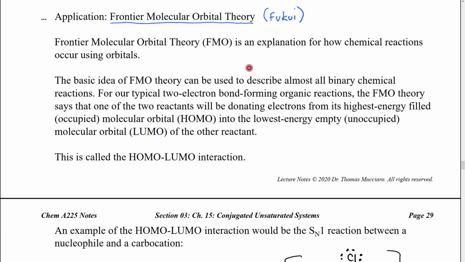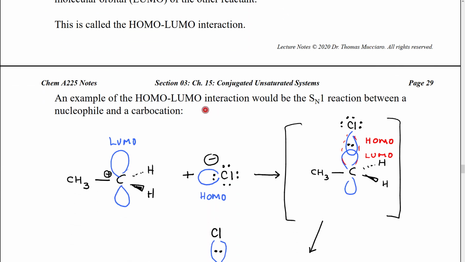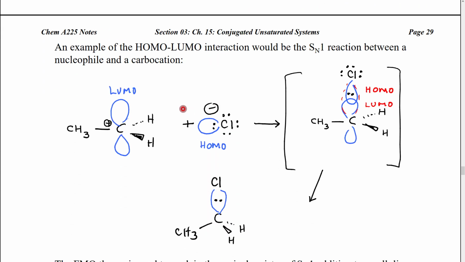So these words basically again explain the frontier molecular orbital theory. Again, it's an explanation for why we have chemical reactions, and we say that essentially when we have a reaction between 2 species, one will be donating electrons from a filled orbital, its HOMO, into a low energy unoccupied orbital. And so this would be an example of how the frontier molecular orbital theory would describe an SN1 reaction, the second step between the carbocation and the nucleophile, in this case a chloride ion.